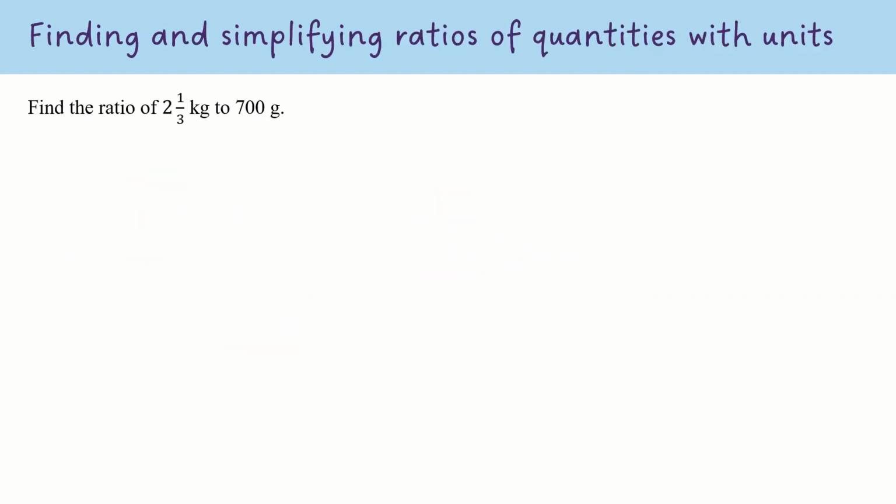We will now find and simplify ratios of quantities with units. So in this question, we have to find the ratio of 2 1/3 kilograms to 700 grams. In our ratios, the first important thing is that the quantities need to both be in integer values. And the next important thing is that both quantities have to be of the same units. So in this case, we observe that one of it is 2 1/3 in kilograms, the other one is in grams. So we actually need to do a unit conversion first.